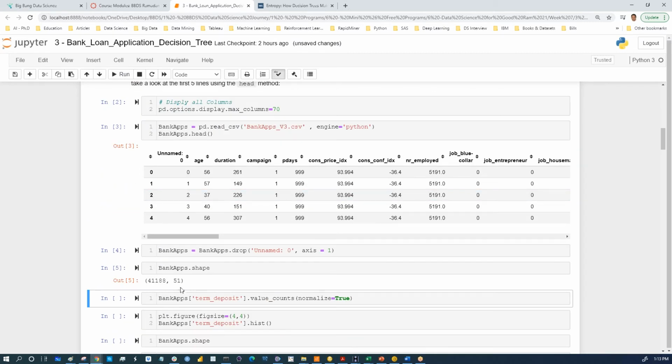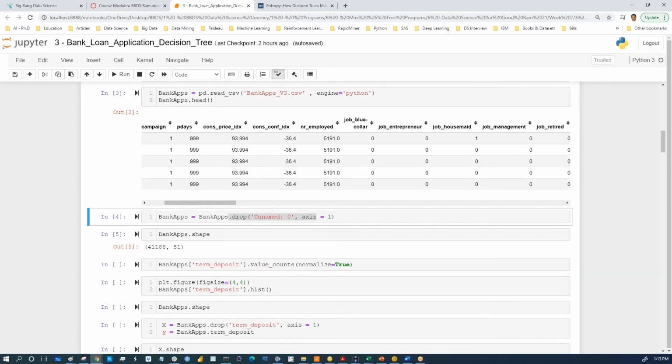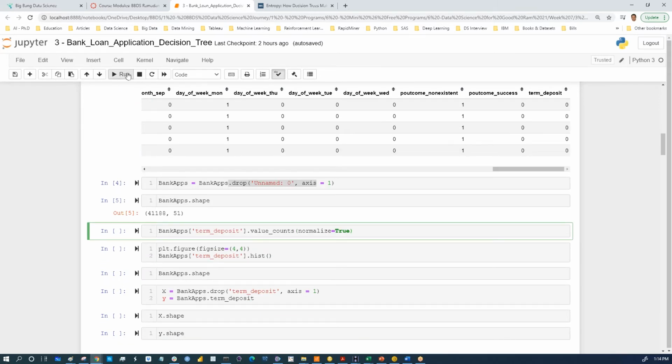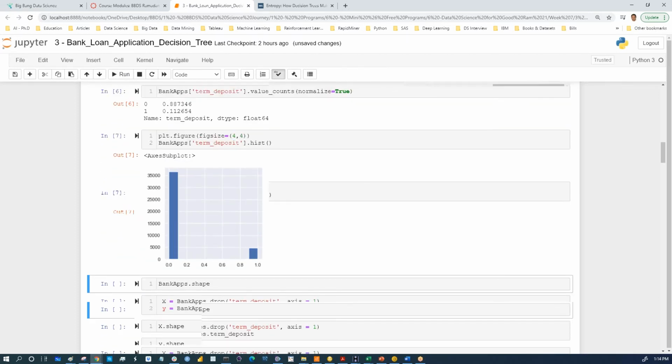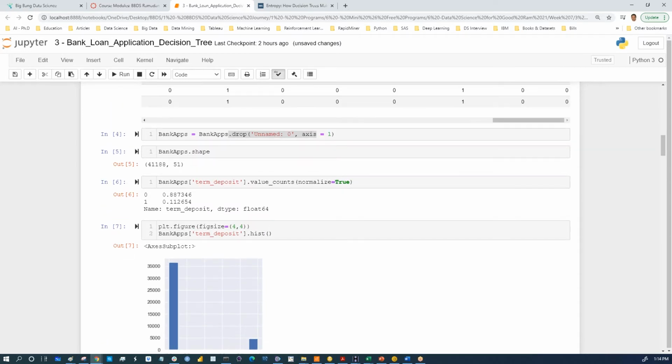In our data we have 51 features. We actually got 1 feature added. This is the index, so we are going to remove it. And the remaining, we got 51 features and 41,188 records. Let's take a look at the target variable. For the target variable, 88 to 89% is 0, and 11 to 12% is 1.